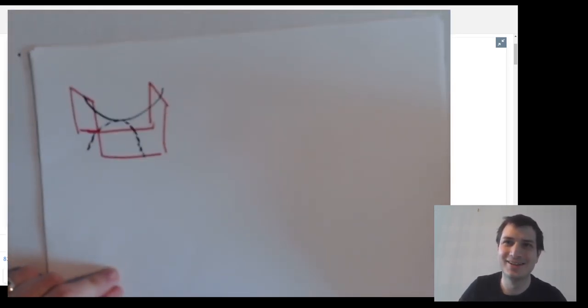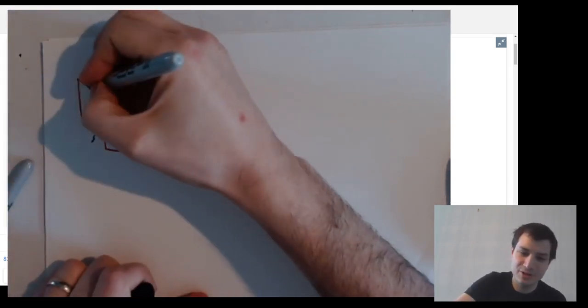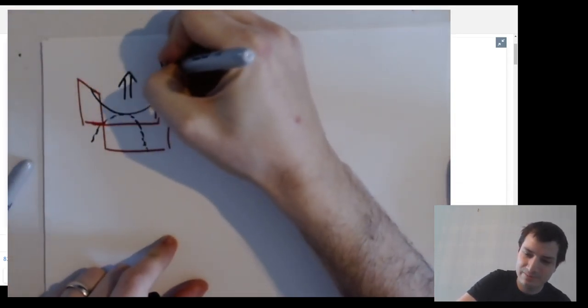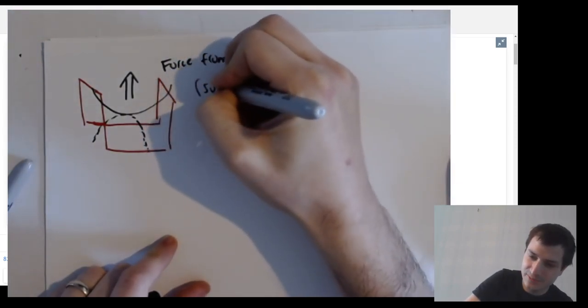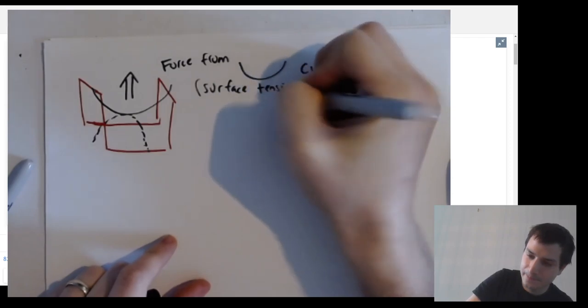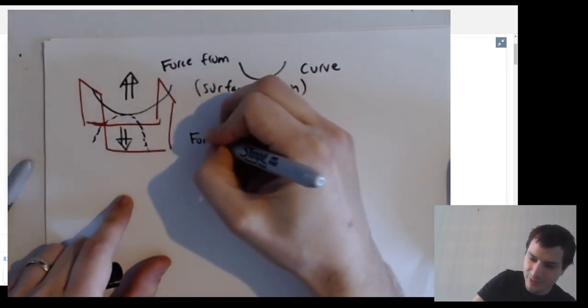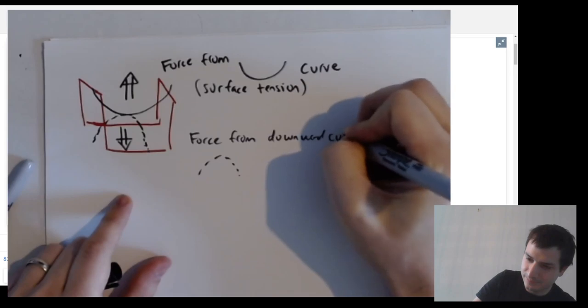So let's compare to the picture here. You can see in the middle, it's not flat, and it's curved in two directions. It's curved upwards to these side pieces, and it's curved downwards to these bottom side pieces. Going back to my paper, the curvature of this surface exhibits a force due to surface tension upwards. So this is a force from the upward curve, and that's surface tension. Because of this other curve, there's a different force which is going down. That's the force from the downward curve, and that's also surface tension.